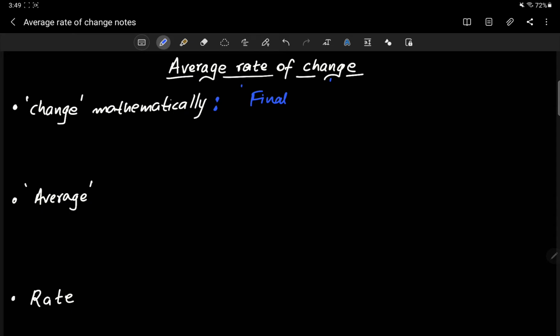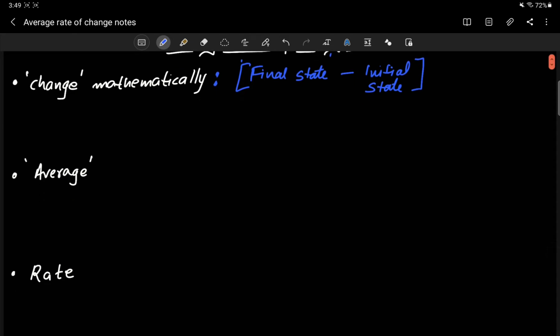The most general definition would be: change indicates final state minus initial state. So it's some sort of difference between what is and what was, or what will be and what is. You can talk about change in speed, change in distance, change in time, any such quantity. So fundamentally, change is some sort of subtraction between two quantities.